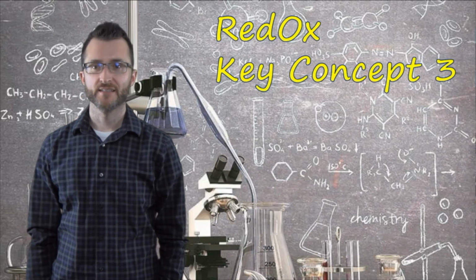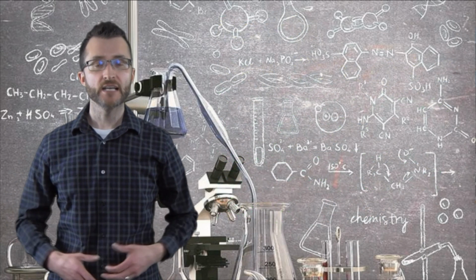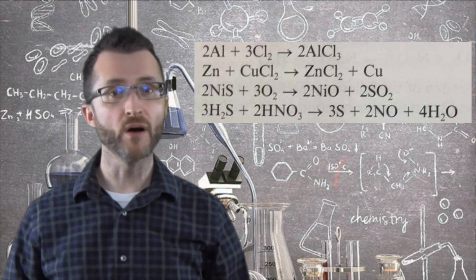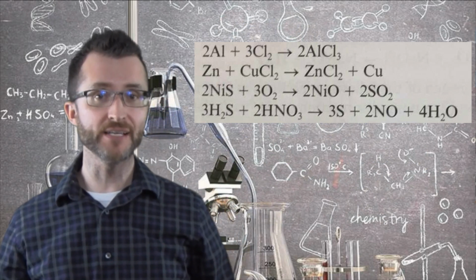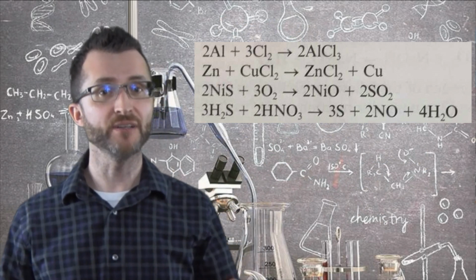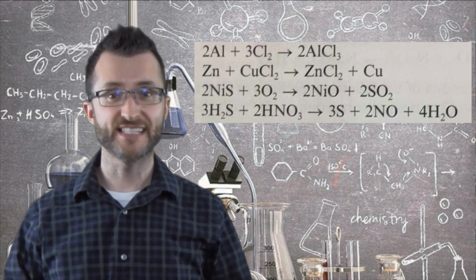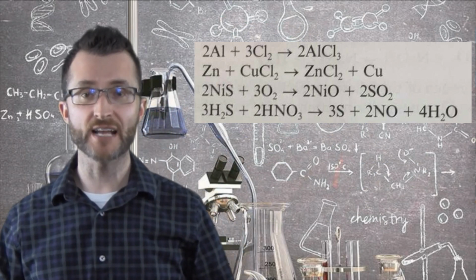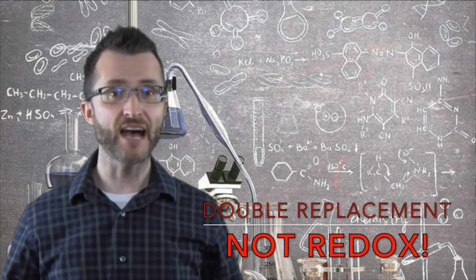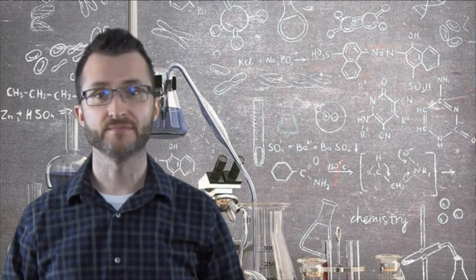RedOx Key Concept 3. In a redox reaction, the oxidation number of one or more elements will change. If you're trying to determine if a chemical equation represents redox or not, one good tip is to see if you see elements on one side of the equation and then that same element in a compound on the other. That will indicate that there will be a change in oxidation number. Look for synthesis reactions, decomposition reactions, and single replacement reactions. Double replacement reactions, on the other hand, are never redox because the oxidation numbers stay the same on both sides.